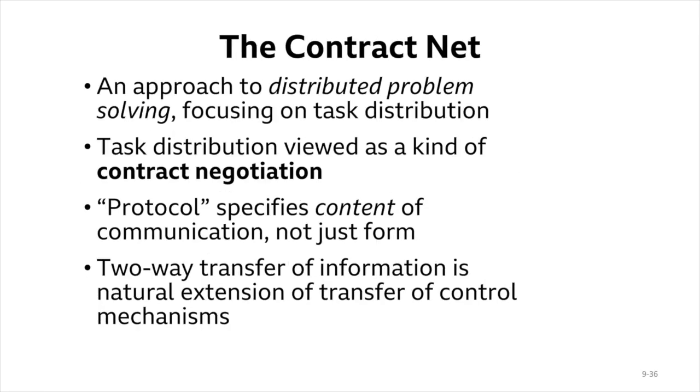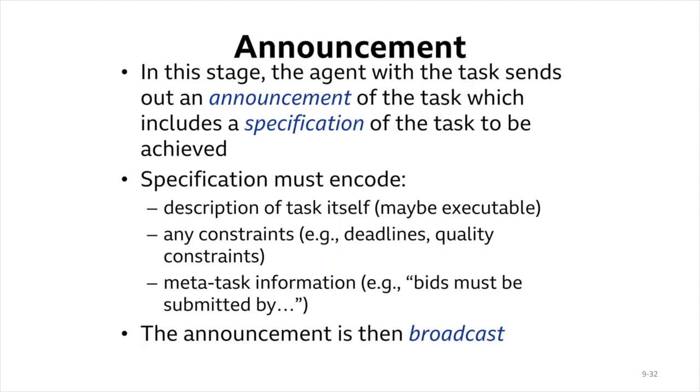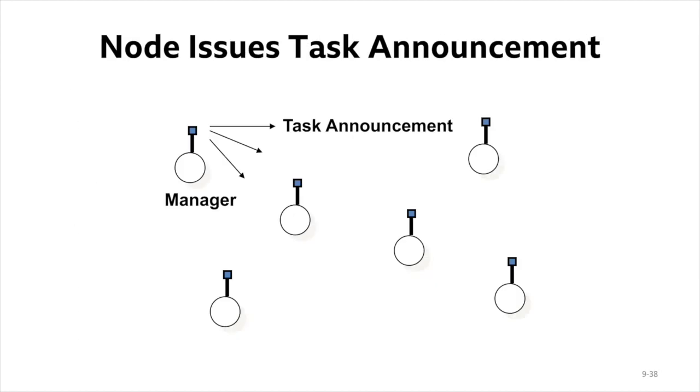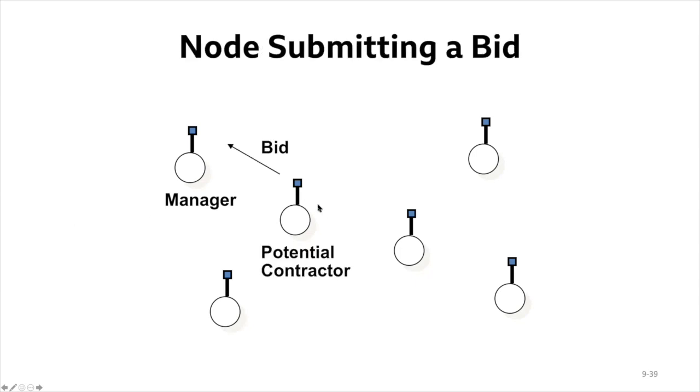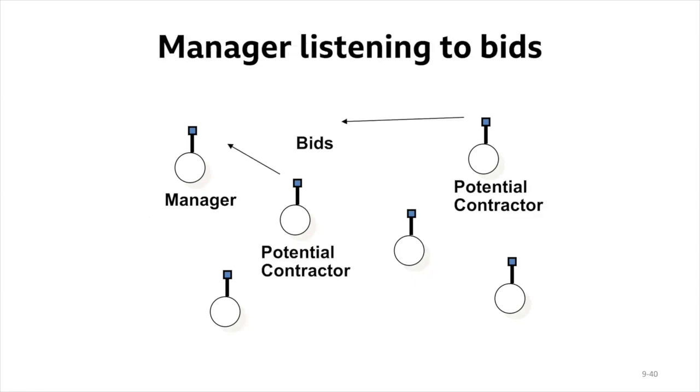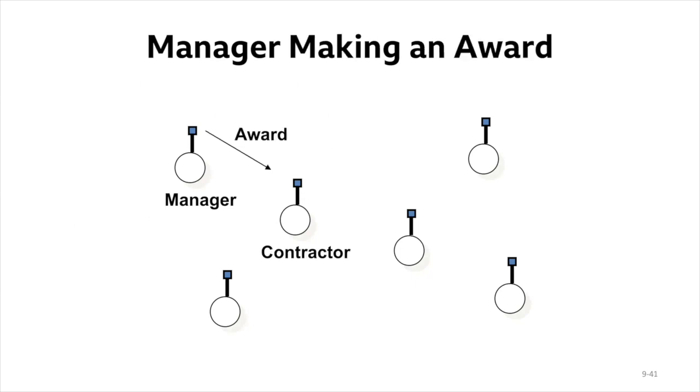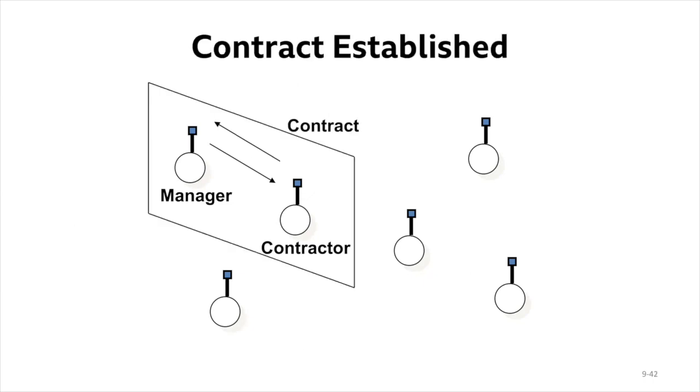We've talked about the ability of agents to share tasks, for example, via the contract net, where a manager realizes that it has some problem that it wants help with, so it broadcasts an announcement of that task, and other agents then bid for that task and become potential contractors. The manager decides amongst those and awards the task to some particular agent, which then establishes a manager-contractor relationship between those two agents.